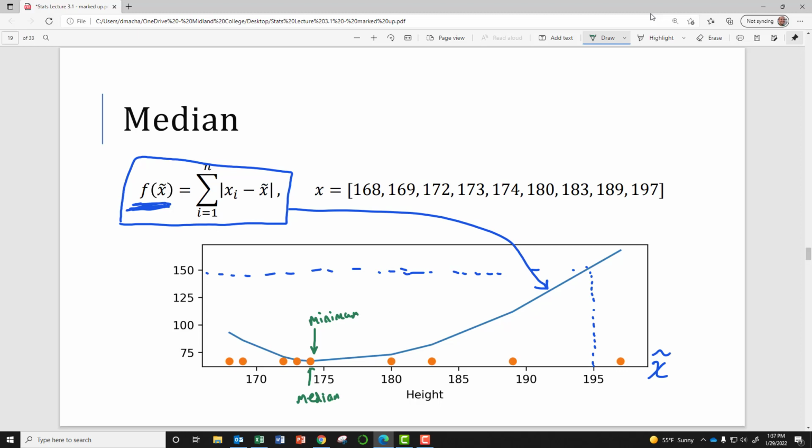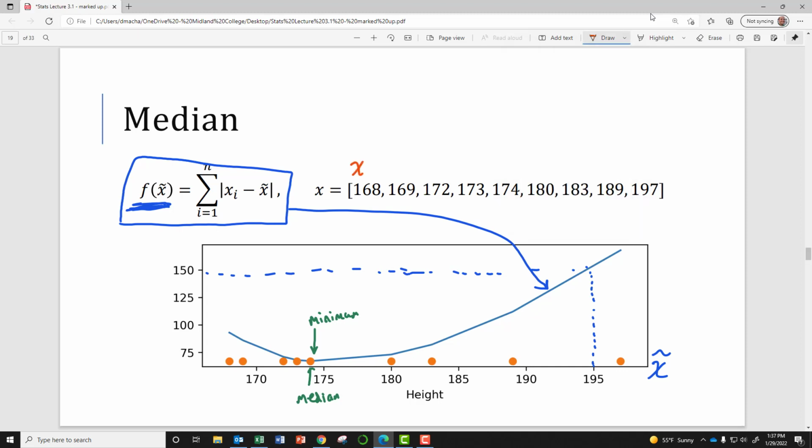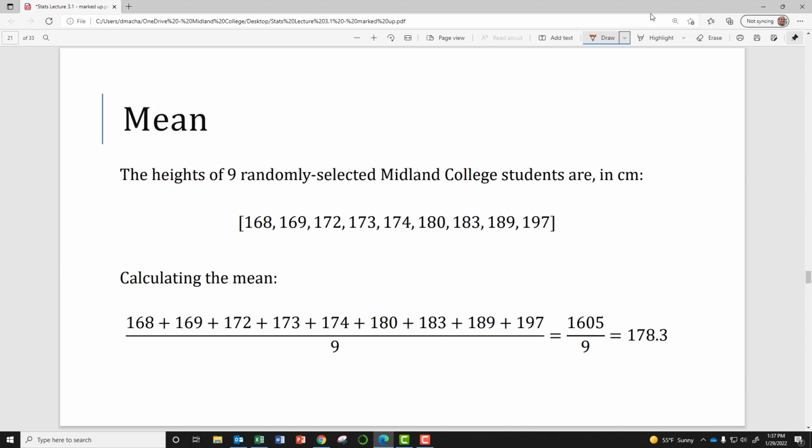By the way, in orange, these are just my data points. And so like this is x subscript 1, 168, and that corresponds to that point. And this would be x subscript 9, 197, and of course 197 can be found right there. Okay, so this is just showing, again, both the median of this data set and the minimum value are actually the same.